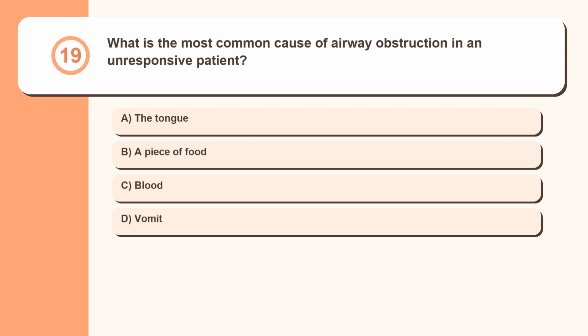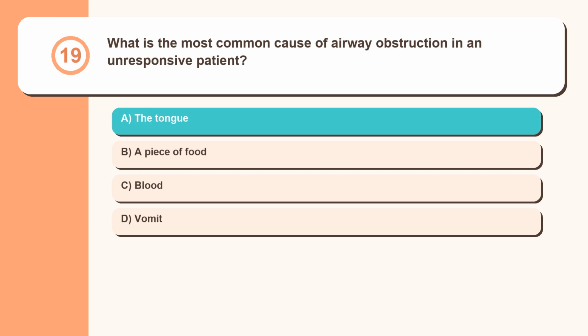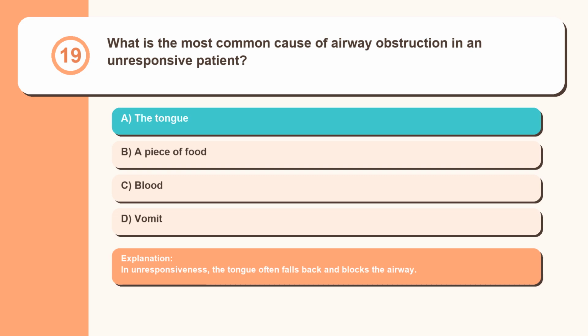Question 19. What is the most common cause of airway obstruction in an unresponsive patient? The tongue, a piece of food, blood, vomit. In unresponsiveness, the tongue often falls back and blocks the airway.